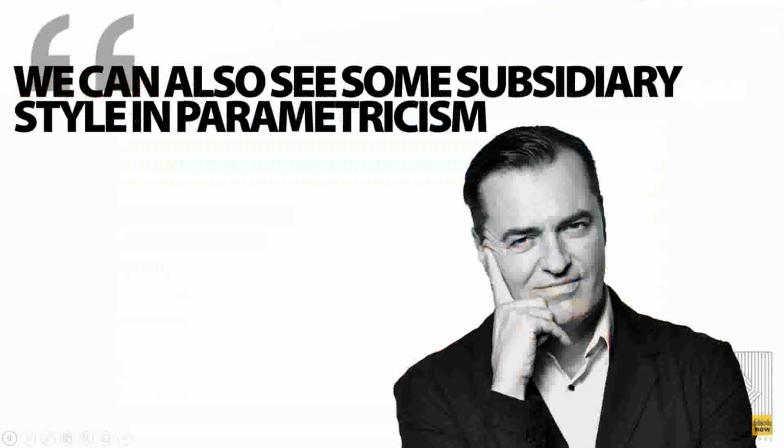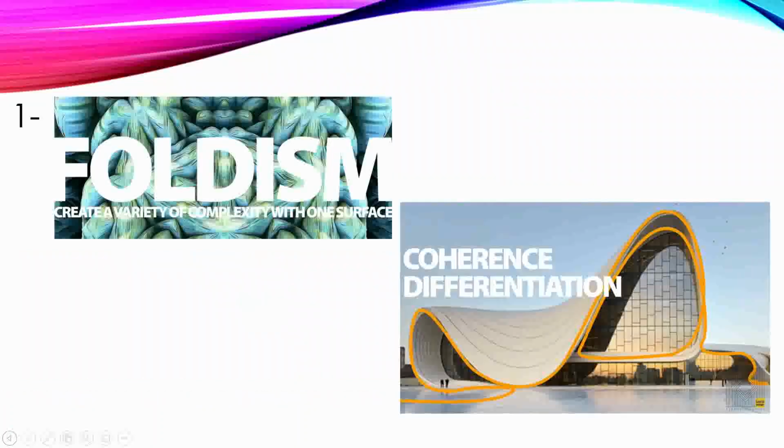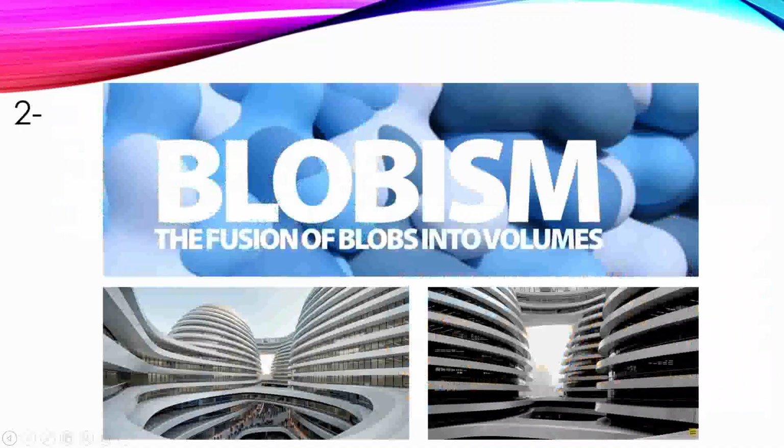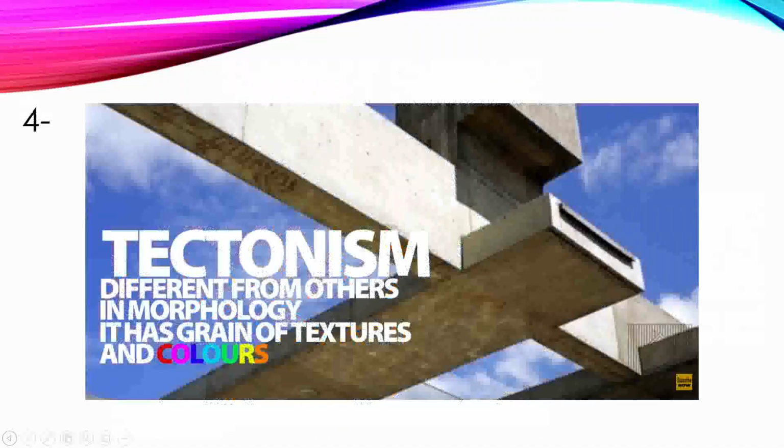We can also see some subsidiary styles in parametricism, which are foldism, blobism, swarmism, and tectonism. First is foldism, coherence differentiation. Second is blobism. The third is swarmism. It applies to urbanism. It's about particles which are associated in different ways, and you have a swarm of elements that deliver variation and differentiation. Tectonism.